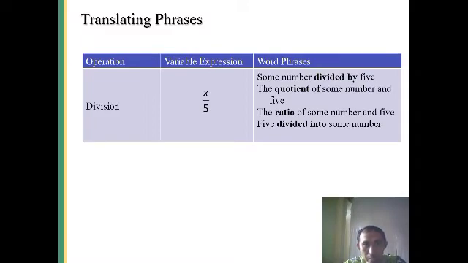Another one, in our divisions, we have this variable expression: x over 5. So some number divided by 5, the quotient of some number and 5, the ratio of some number and 5, then 5 divided into some number. So we remember this, 5 divided into some number.